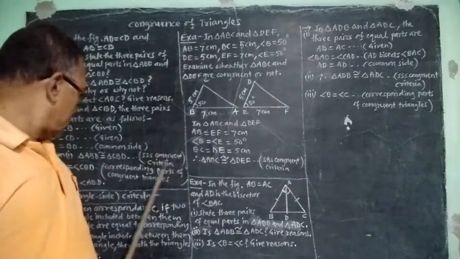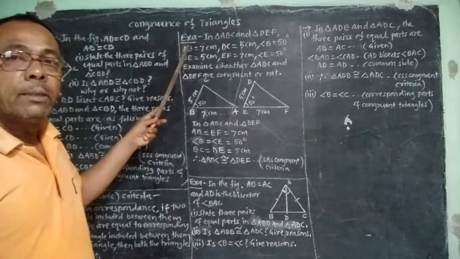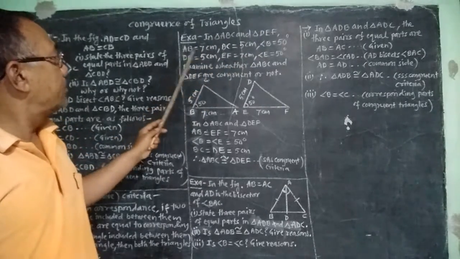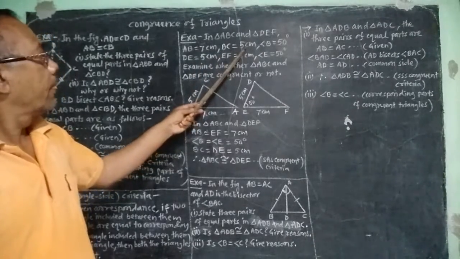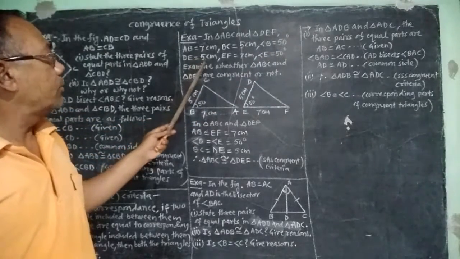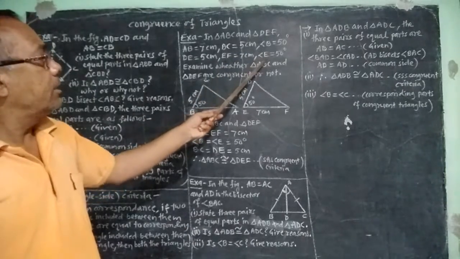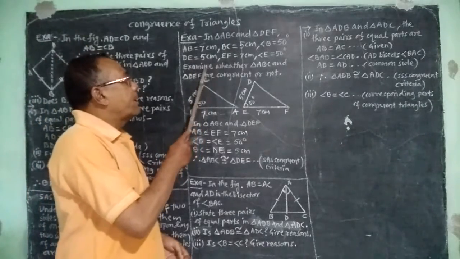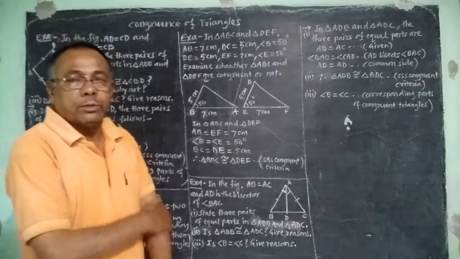For the SAS congruent criteria, we will see one example. Here in triangle ABC and triangle DEF, AB is equal to 7 centimeter, BC is equal to 5 centimeter, angle B is equal to 50 degree, DE is equal to 5 centimeter, EF is equal to 7 centimeter, and angle E is equal to 50 degree. Then examine whether triangle ABC and triangle DEF are congruent or not.